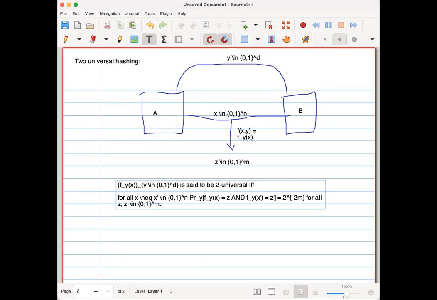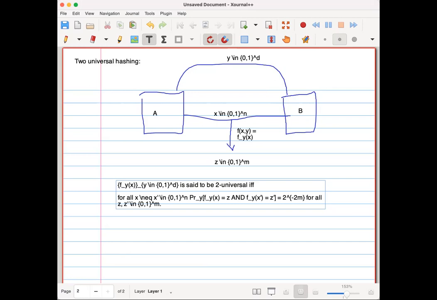Now let me take a fixed z comma z prime. Remember, z and z prime are bit strings of length m, the output length. Z could be equal to z prime or different from z prime, it doesn't matter. This expression should hold. If I choose a random function from the family, and two fixed input points and two fixed output points, the input points have to be different, output points no restriction, what is the probability that a random function from the family maps the first input point to the first output point and the second input point to the second output point?